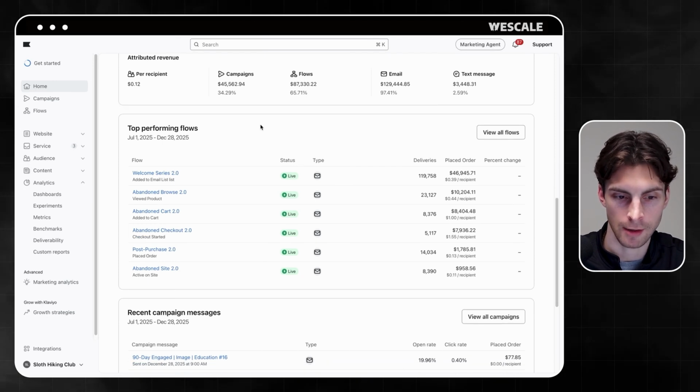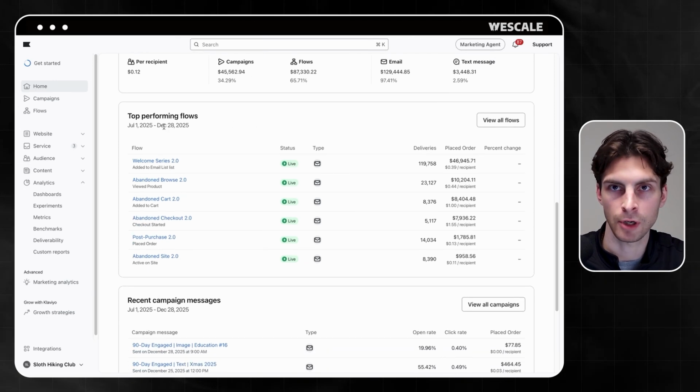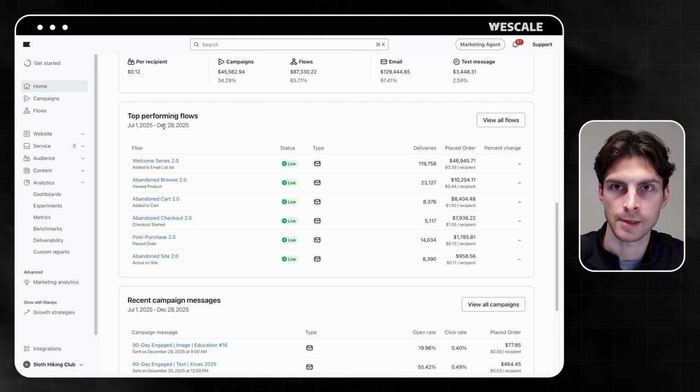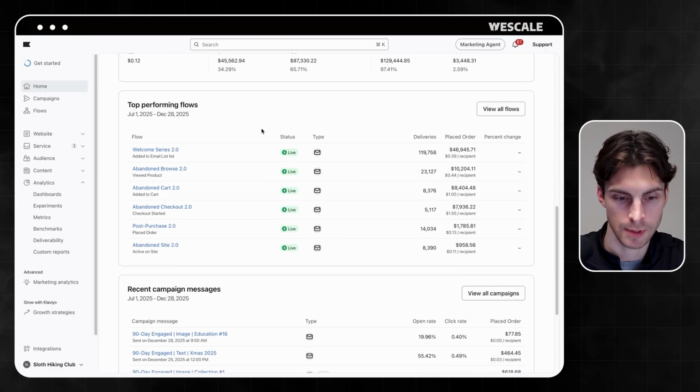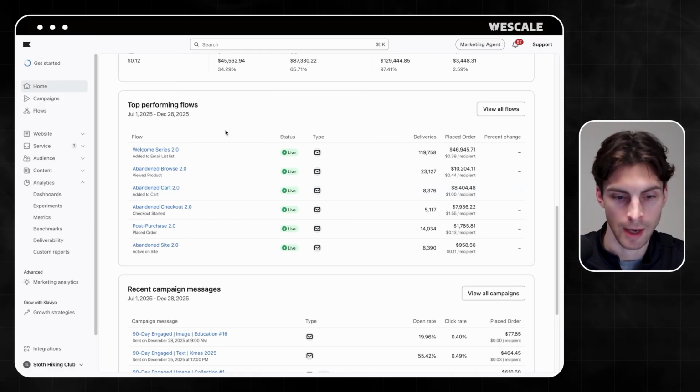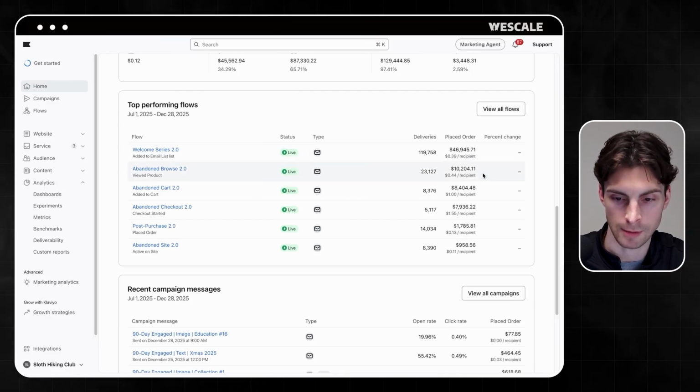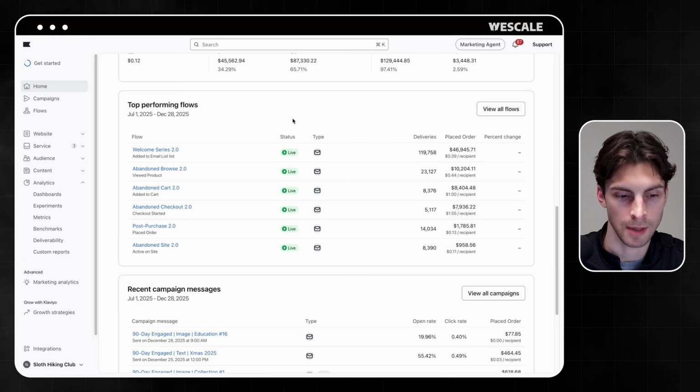Then we can go and check the top performing flows, and I have pretty much all of the same flows set up for Sloth Hiking Club as what you'll be seeing in a second when it comes to all of the flow creations for our brands. You can see I have the welcome series, abandoned browse, abandoned cart, abandoned checkout, post purchase, and abandoned site as well. And these are all super important to set up. And again, we'll show you how to set these up in a second, but this is great. This is all automatic revenue coming in for me that I set up one time and then don't have to do ever again.